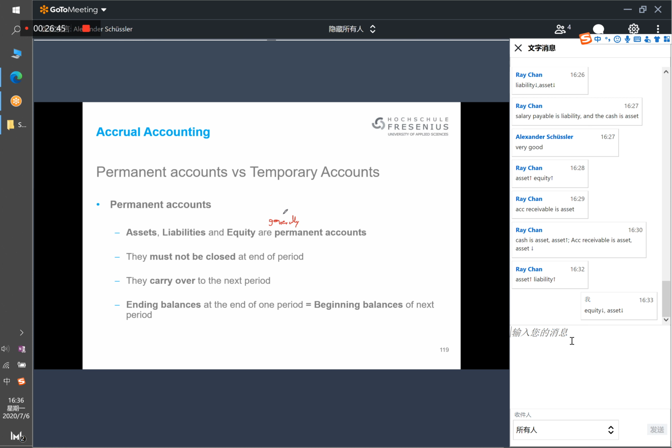We just talked about cash. Cash carries over for the next period. That means that the ending balance of one period is the beginning balance of the next. Liabilities, also accounts payable, for example, or equity also carries over. Think about share capital or something like that. So these are permanent accounts and they carry over.